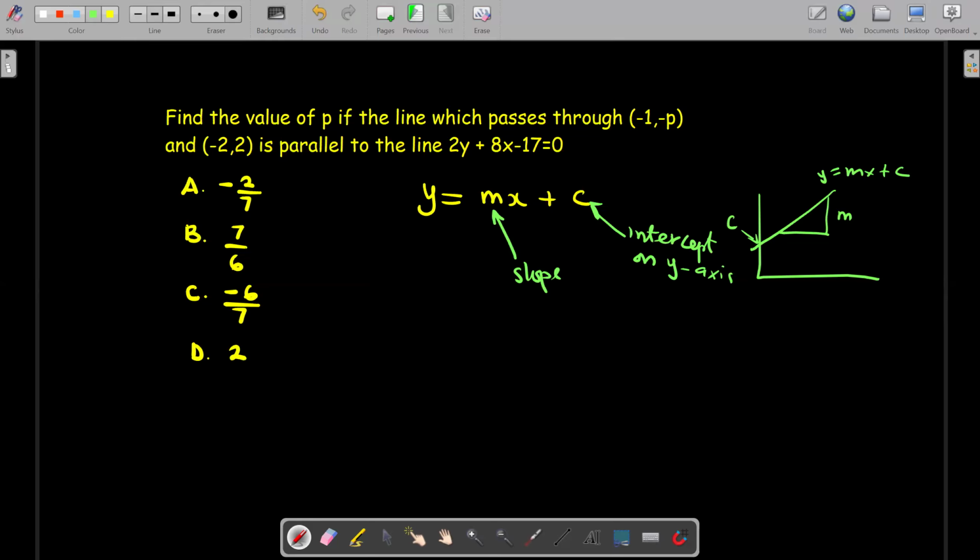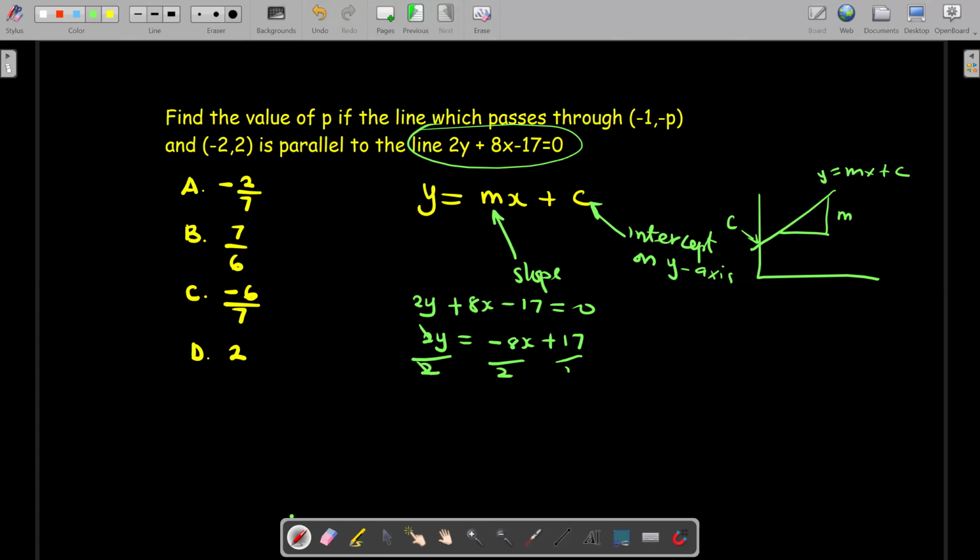So, meaning this second line given, we can rearrange it to look like the general form, such that we have 2y + 8x - 17 = 0. Let's rearrange it. This can be written as 2y = -8x + 17. And if we divide all through by 2, we'll see that we're going to get y = -4x + 17/2. And from here, we'll see that the slope of this line, let's say M1 or M2, is going to be -4. With the slope gotten to be -4, we can now use this slope to calculate the value of P, since the two lines are parallel.